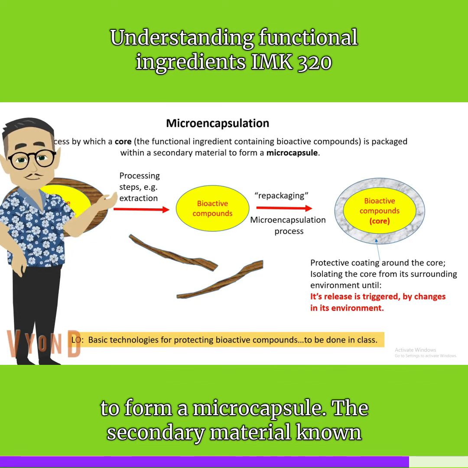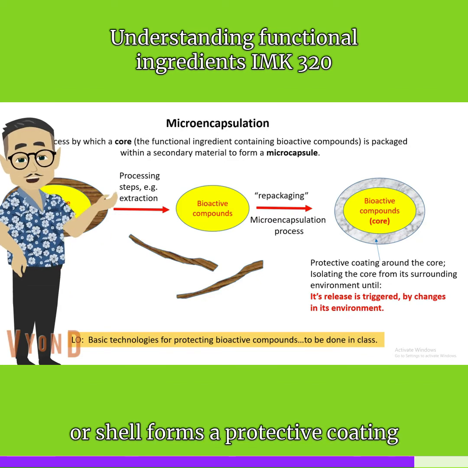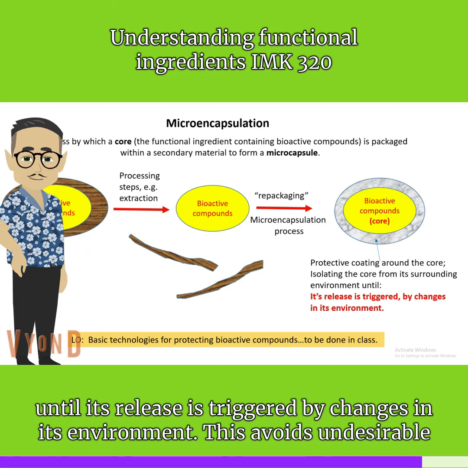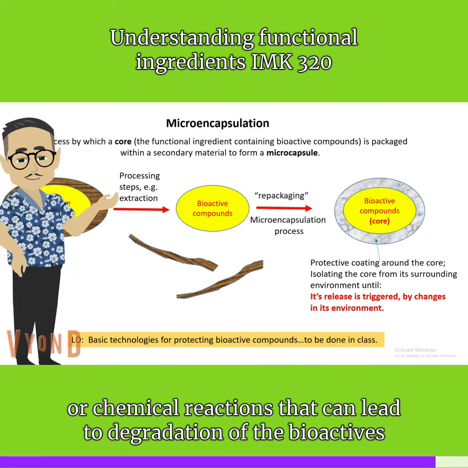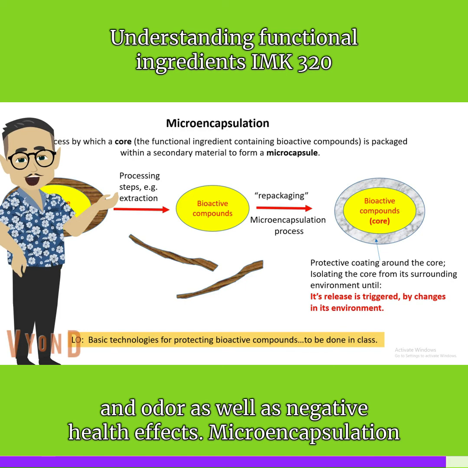The secondary material, known as the encapsulant matrix or shell, forms a protective coating or matrix around the core, isolating it from the surroundings until its release is triggered by changes in its environment. This avoids undesirable interactions of the bioactive with other food components or chemical reactions that can lead to degradation of the bioactive, with the possible undesirable consequences on taste and odor, as well as negative health effects.